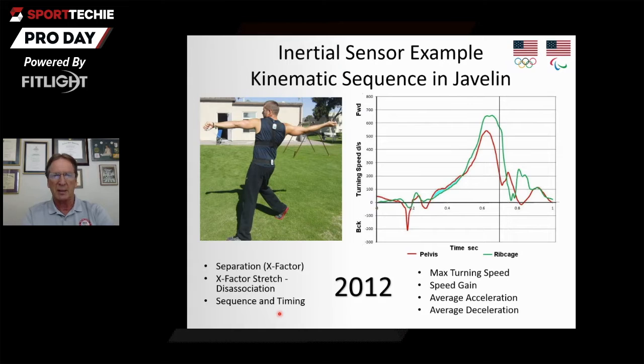Again, I mentioned the kinematic sequence. Here's an example of the kinematic sequence in javelin. In this case, we have a sensor on the pelvis and a sensor on the shoulders. With just those two sensors, which you can see don't interfere too much with the athlete because they're wireless, we were able to measure the X factor, which is the separation between the upper and lower body. We could measure the X factor and the X factor stretch, and we can measure sequence and timing. If you look at the graph, again, the red one is the pelvis and the green one is the rib cage.